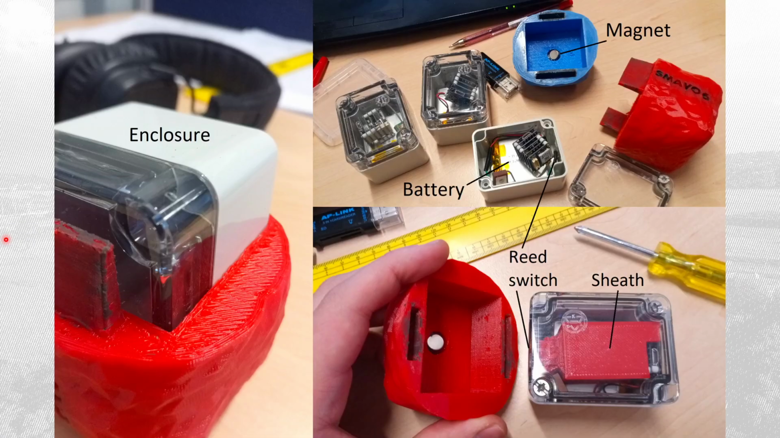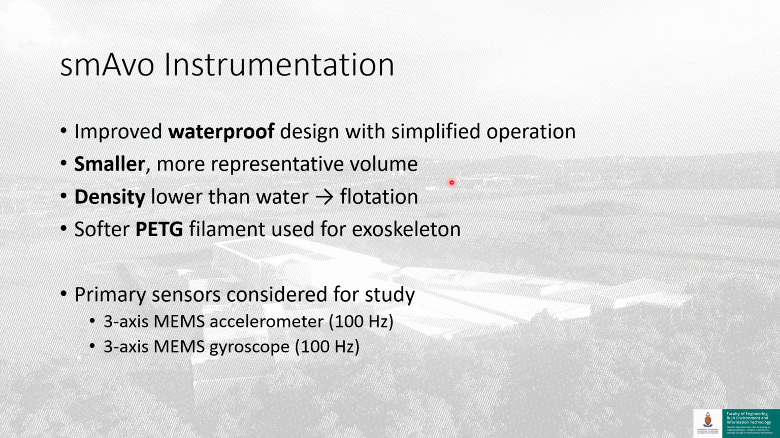That gave us a slightly different layout, and you can see a watertight smaller enclosure that we developed that goes into the exoskeleton, and on the inside of this smaller enclosure we've got the sensors, we've got the battery, we've got a reed switch to make the switching on and off and things like that much better. So this was our optimized version of the SMAVO.